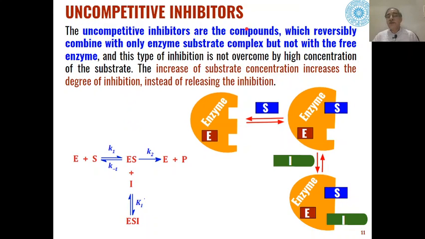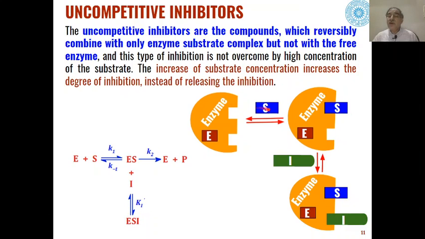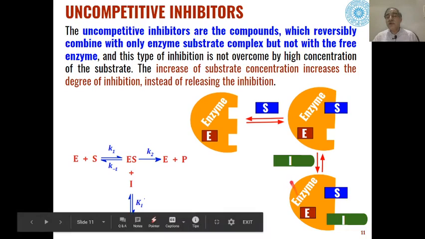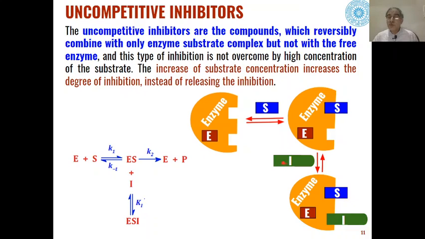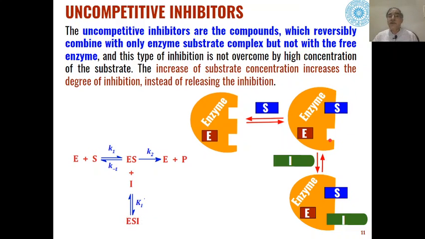Then there is uncompetitive inhibition. Uncompetitive inhibitors are compounds which reversibly combine with only the enzyme substrate complex. So here the difference is that in the first step of the reaction, the enzyme will combine only with the substrate, not with the inhibitor. The inhibitor will not react with the free enzyme. It will react only with the enzyme substrate complex. So this is the difference between competitive or non-competitive inhibition and uncompetitive inhibition.